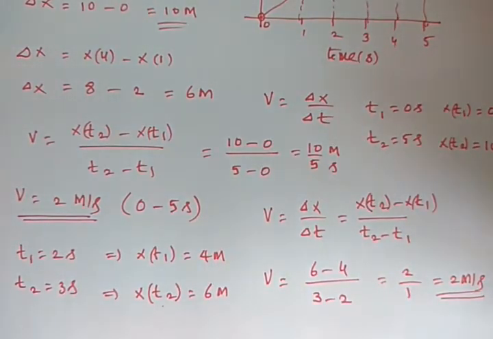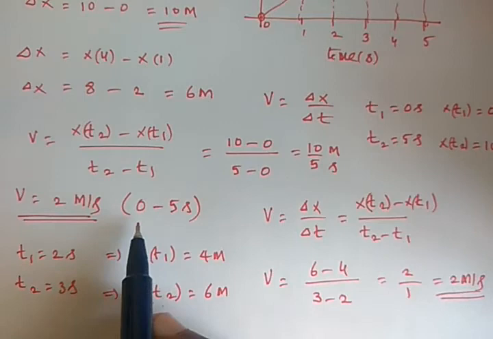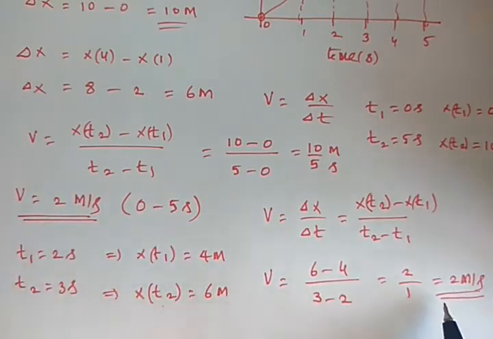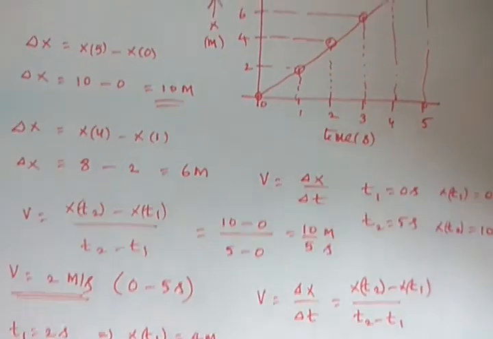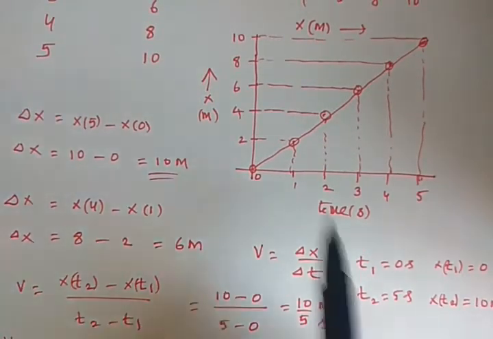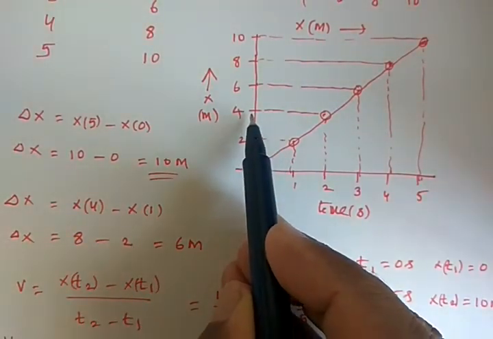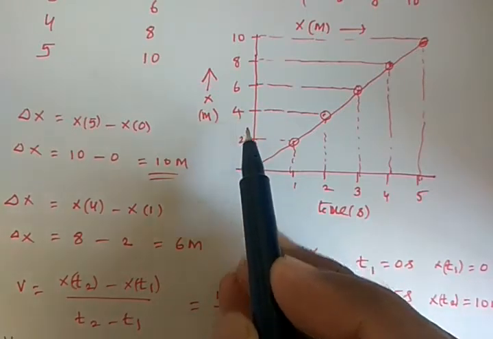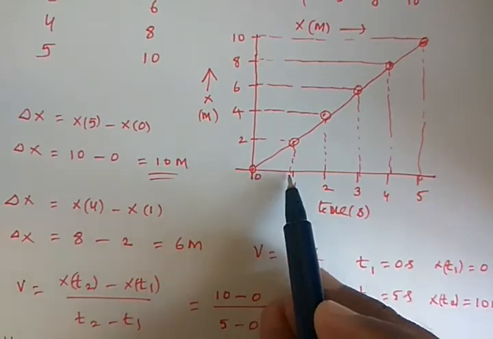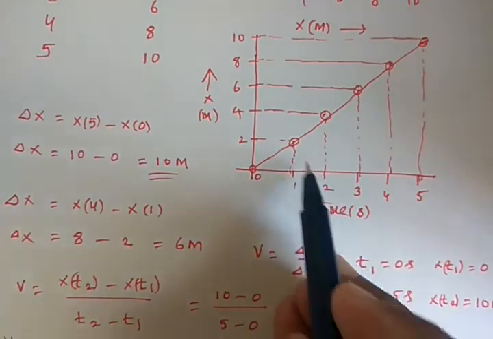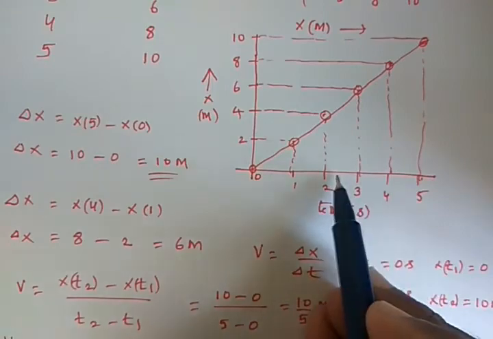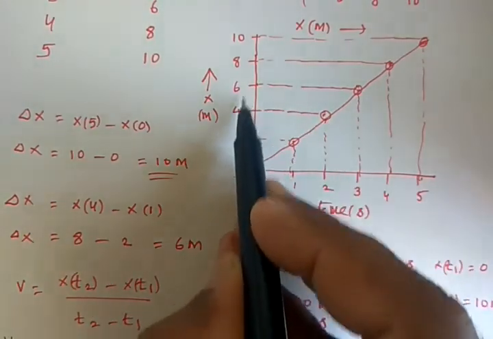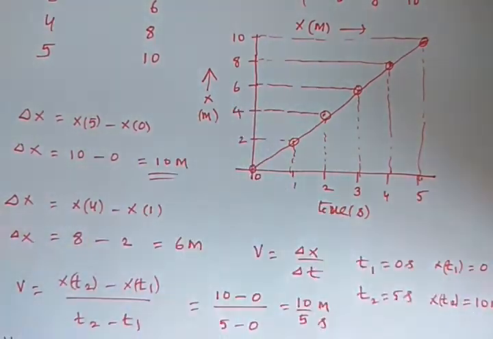See, now you can say the average velocity of the body between 0 and 5 seconds and the average velocity of the body between 2 and 3 seconds are both the same, because the body is covering equal displacement, or you can say the body is covering equal distance in equal intervals of time. In the first second it is covering 2 meter distance, in the second second it is covering once again 2 meter distance, in the third second once again the body is covering the same amount of distance.